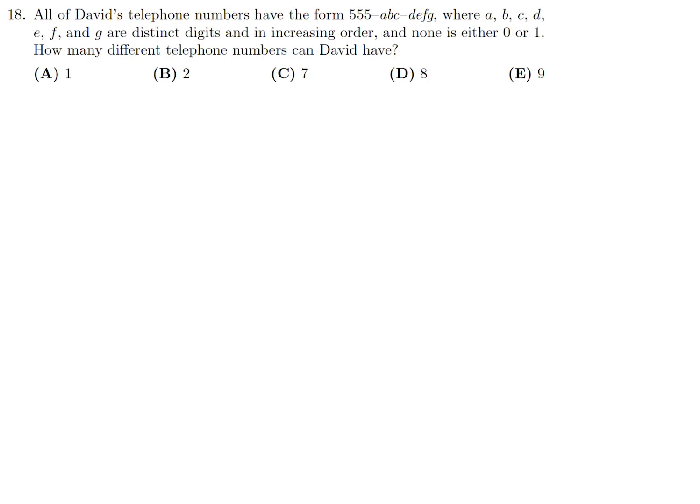All of David's telephone numbers have the form 555 A, B, C, D, E, F, G, where A, B, C, D, E, F, and G are distinct digits in increasing order, and none of them are 0 or 1. How many different telephone numbers can David have?